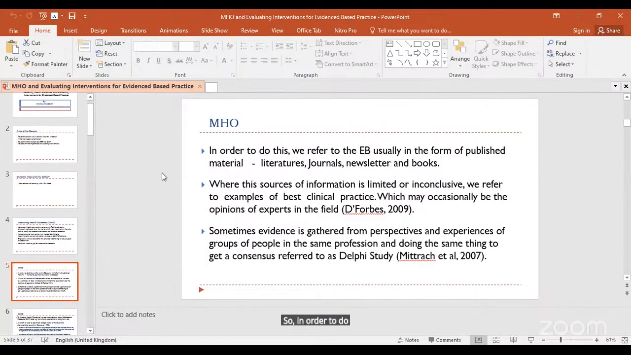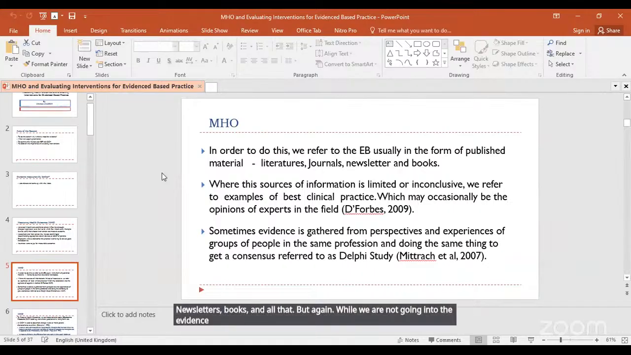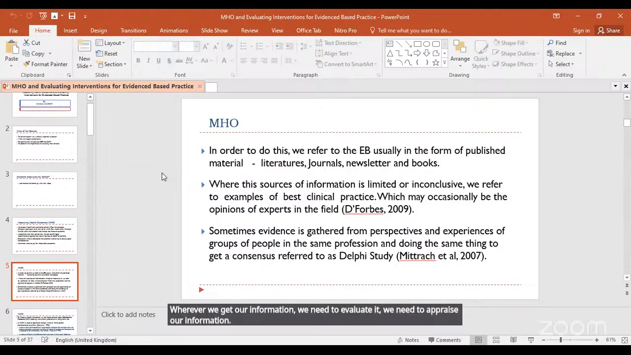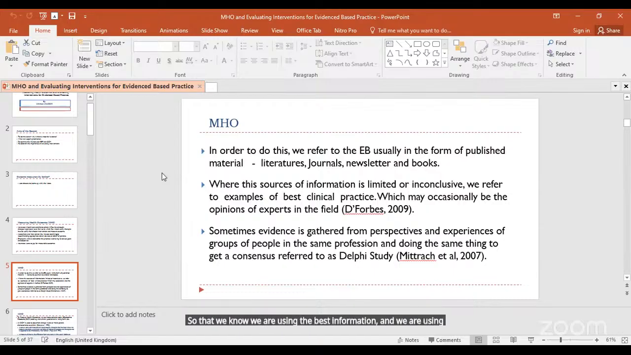So in order to do this, we refer to evidence-based practice. Usually we get our evidence in the form of published materials, literature, journals, newsletters, books, and all that. But again, while we are not going into real evidence here, we must understand that the information we use is quite important, and where we get this information is also important. Do we get information on YouTube? Or from Google Scholar? Wherever we get our information, we need to evaluate it. We need to appraise our information so that we know we are using the best information and we are using it appropriately. Not everything on YouTube is valid, and not every piece of information, even in a book, is valid within your context.